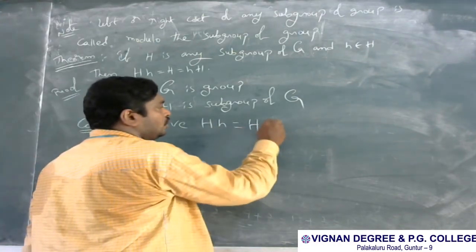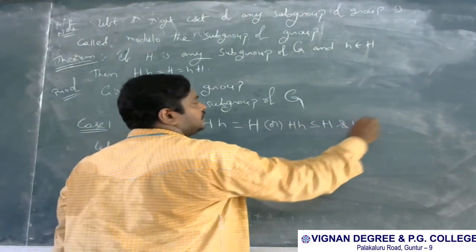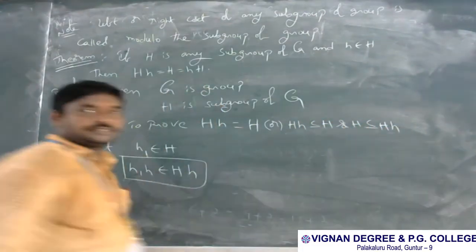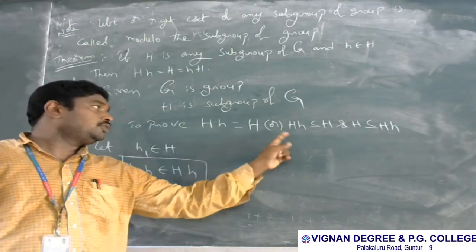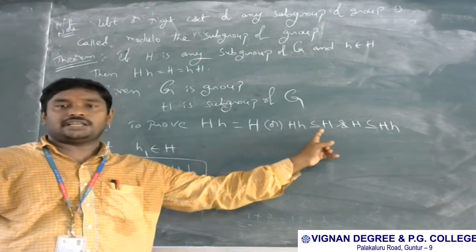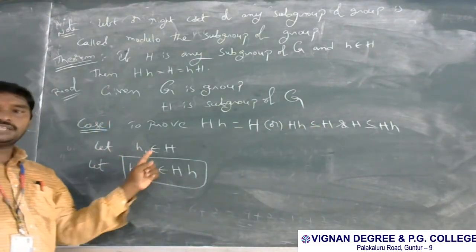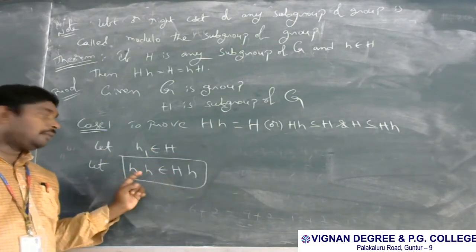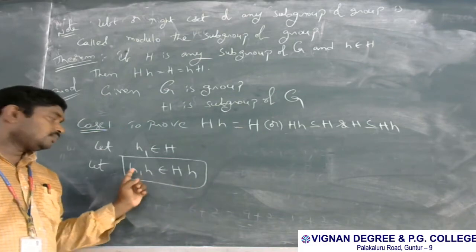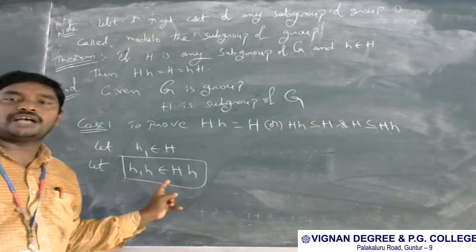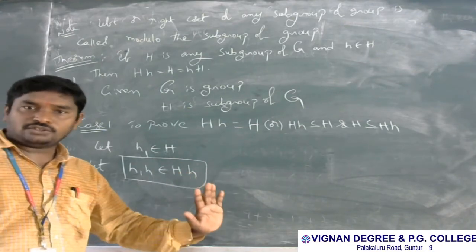Or if you have doubts, you can write simply capital H into small h subset or equal to H and H subset or equal to H into small h. Whatever it may be, we have to prove capital H into small h subset or equal to capital H first. So that's why I have taken small h1 belongs to capital H, multiply both sides by small h. Then I get small h1 into small h belongs to capital H into small h. Okay, friends? Any doubt?